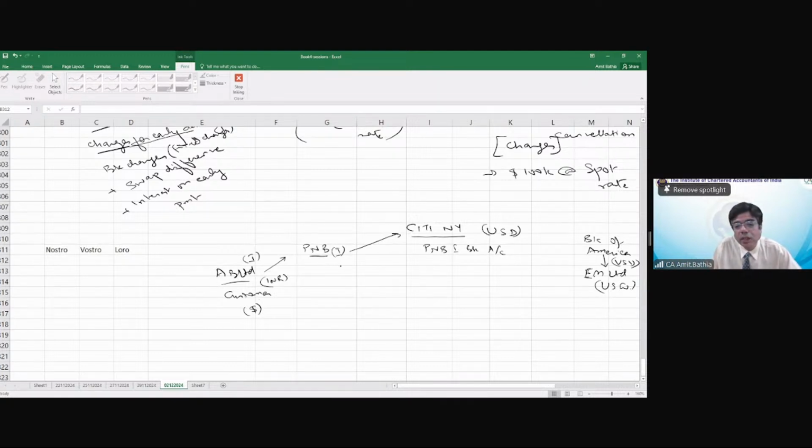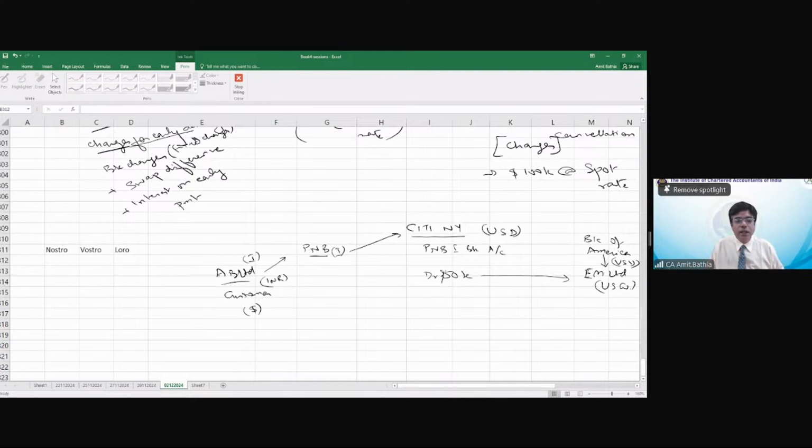So what it does is, Punjab National Bank India has a USD account in Citibank. So it is going to ask Citibank New York that you debit my account by 50K and transfer this 50K to EM Limited in Bank of America, USD account. Now, this 50K, which is in dollars, is debited from Punjab National Bank India account. Are you all able to understand?